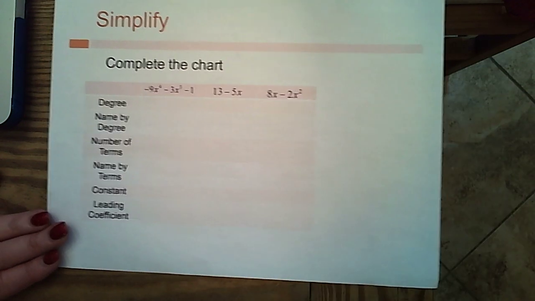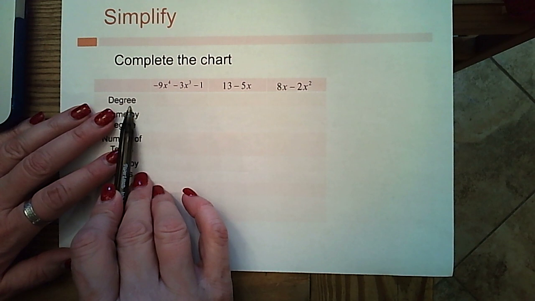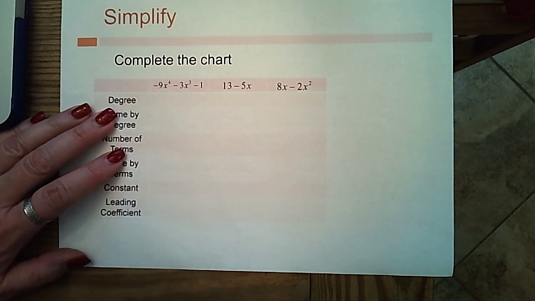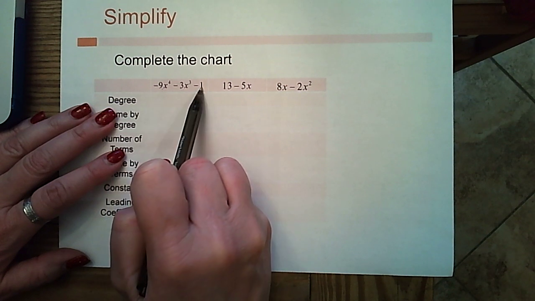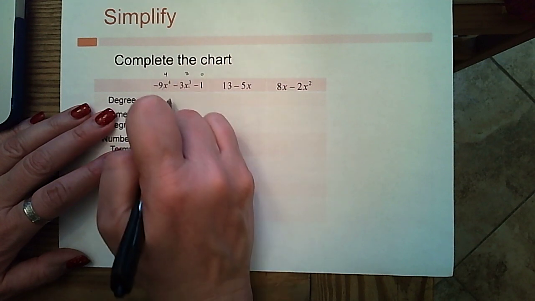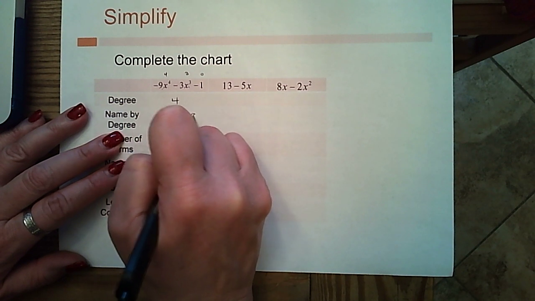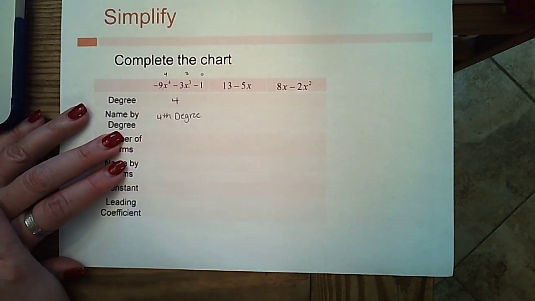All right, now I've got a quick little chart just to remember our names and what we're doing. You can copy it down or you can kind of just write it out as we go. So with it, I want to talk about first the degree. The degree says I take each polynomial and I look at each monomial and it's the highest degree. So he's got a 4, he's got a 3, he's got a 0. So my degree is 4, but my name is just 4th degree. Nothing fancy with 4. Remember, you're only fancy with 1, 2, and 3. 1 is linear, 2 is quadratic, and 3 is cubic.